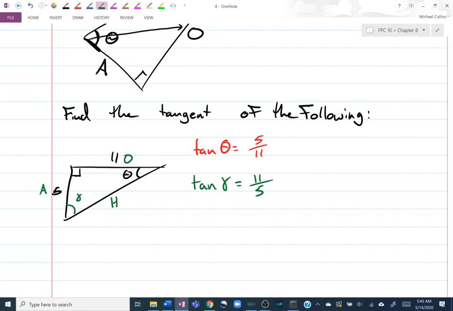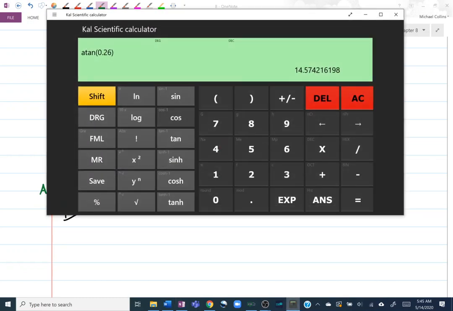If I wanted to now, I could look up what those angles are. And this is the tricky part. Well, it's not tricky, but everybody's calculators are different. Notice how when I brought up my calculator, I have this sine, cosine, tan. So this is my tangent button.